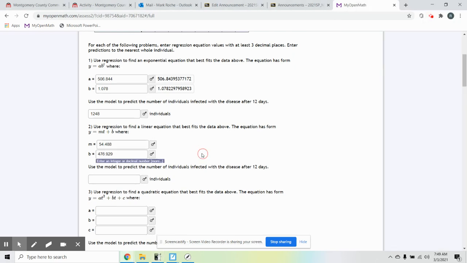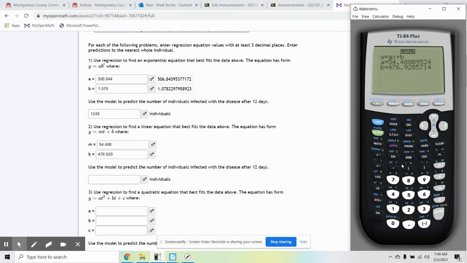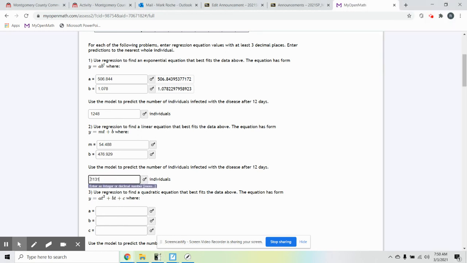Now it says use this regression to figure out the number of infected people after 12 days. Well, now this is a line. So I'm just going to fill it in like this. Y equals, so I have M, 54.488 times 12 plus 476.929. And we'll get something a little different here. So I'm going to put in 1131.